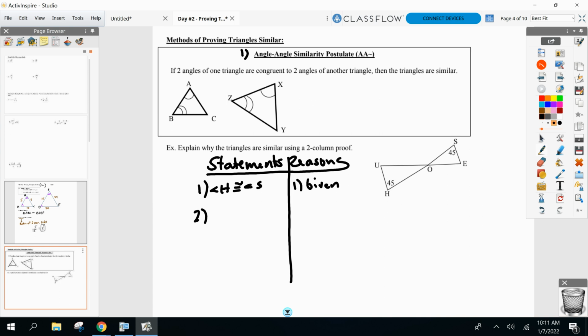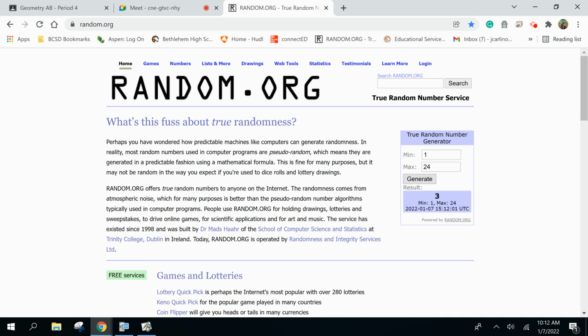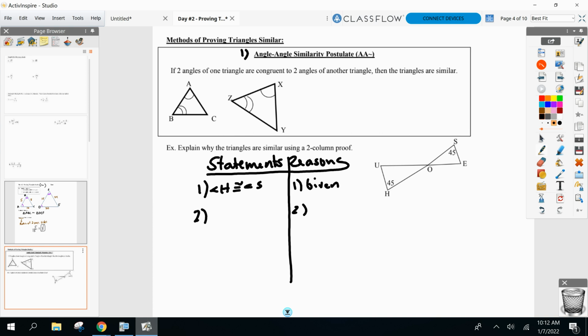All right, don't overcomplicate things for me. Anything else up here congruent? Don't overcomplicate it. Anything else in that diagram congruent? Angle UOH and angle EOS, yep, vertical angles. Vertical angles are congruent. All right, do I have 2 pairs of angles? I'm done then. Guess what I know about the triangles? They're similar. As long as you have 2 pairs of angles that are equal, they're similar.